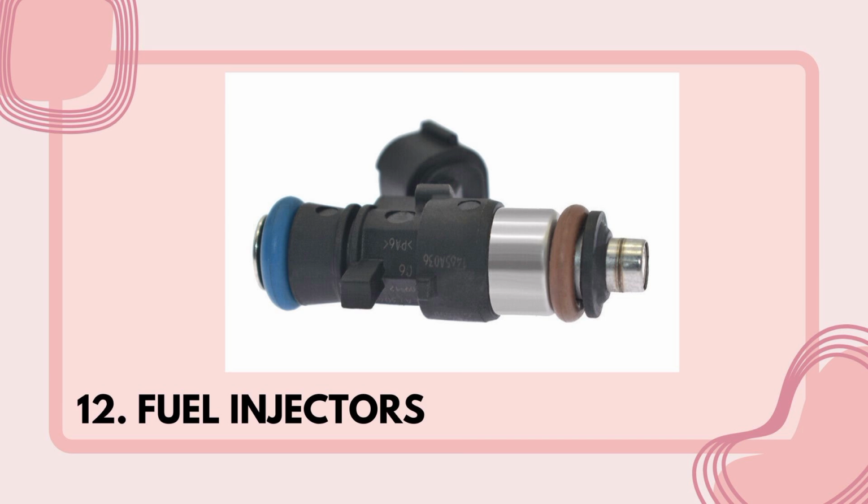Next diagram or picture is the fuel injectors. It is the device that sprays fuel into the combustion chamber, atomizing fuel into a fine mist for quick and efficient burning. The control unit regulates when and how long the injectors stay open to optimize power and fuel economy.